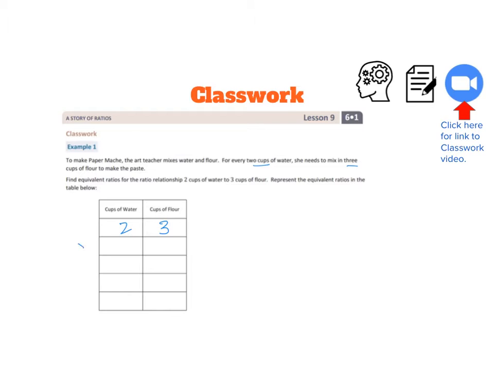So 2, and then if I go times 2, times 3, times 4, times 5, just to remember what I'm doing: 2 times 2 is 4, 3 times 2 is 6. Same equivalent ratios. 2 times 3 is 6, 3 times 3 is 9. 2 times 4 is 8, 3 times 4 is 12. 2 times 5 is 10, 3 times 5 is 15. Those are all equivalent to the 2 to 3 ratio. Okay, so I think we're good on that.